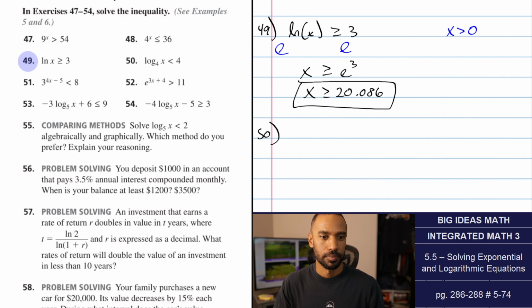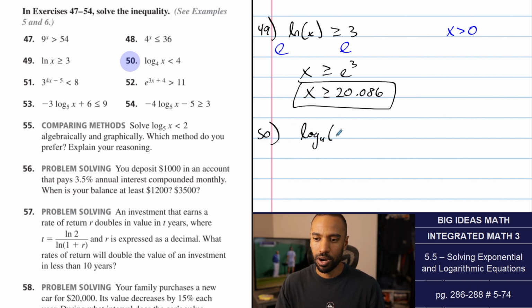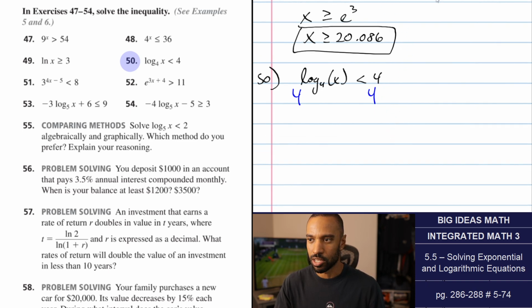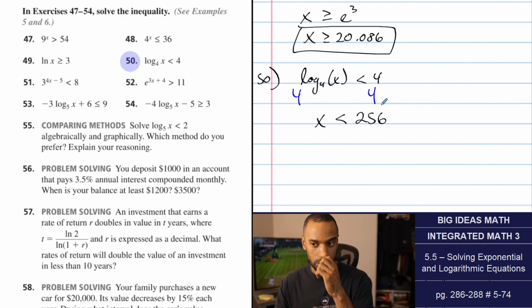Number 50, we have log base 4 of x is less than 4. So once again, you probably want to write this with this base right here to make sure you know which side these things go on. 4 to the log base 4 of x is x, and 4 to the fourth, which is 256 by the way, is on this side. So x is less than 256.